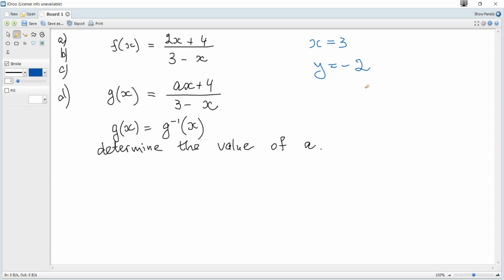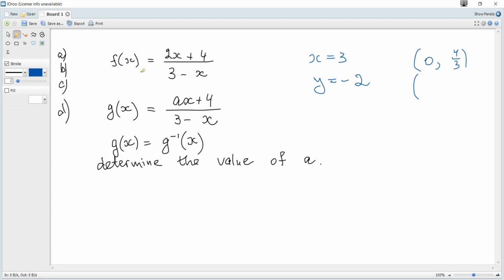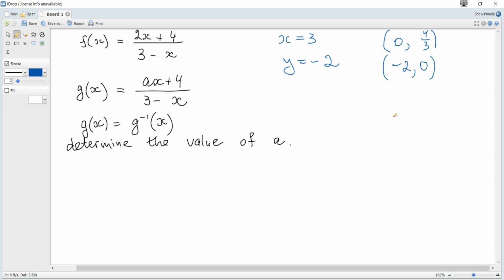And let's find intercepts. So to find y-intercept, we set x to be equal to 0. So when x is 0, we can see that y is 4 over 3. And let's solve when y is 0, so the fraction is equal to 0. When the numerator is equal to 0, the denominator cannot be equal to 0, so we can see that x is negative 2. So negative 2, 0 is the root or x-intercept. And let's plot a graph.